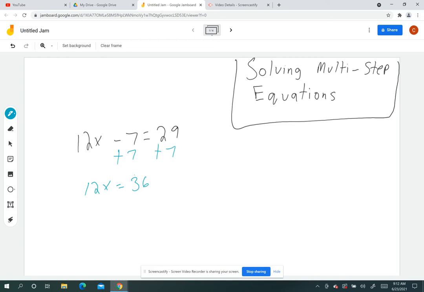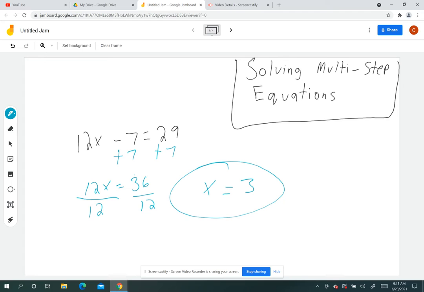Now, the second step, because this is a two-step problem, I'm going to divide both sides by 12. So x equals 3. Now, if you didn't understand what we did just now, I would recommend you go watch the previous video because that goes over all of this.